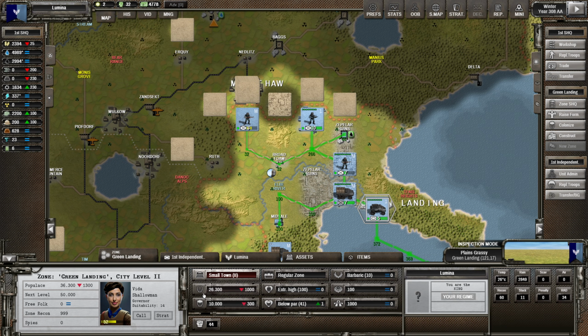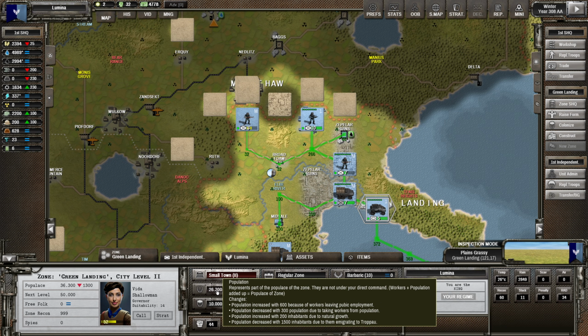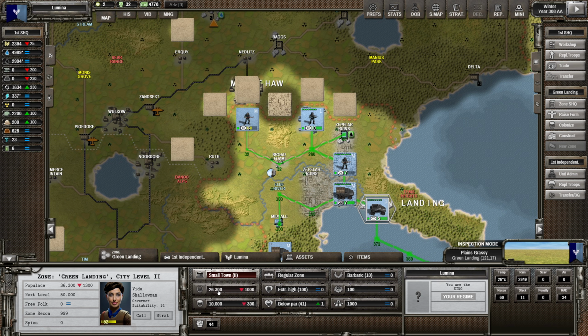So let me just show you here. You'll see here, look, population increased with 200 inhabitants due to natural growth. Natural growth is really small in this game. It's not designed really as one of these games where you can sit around and just build your population up, but it takes a long time. It's really a conquest game.